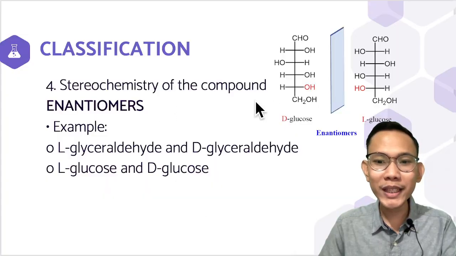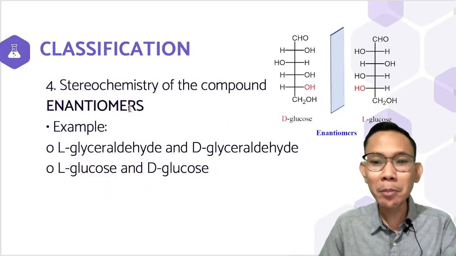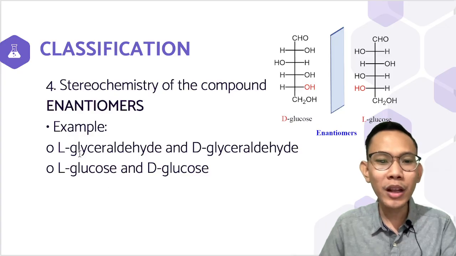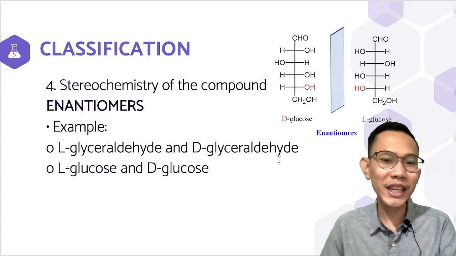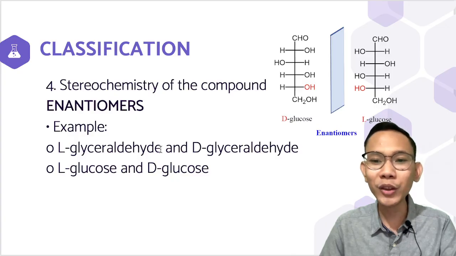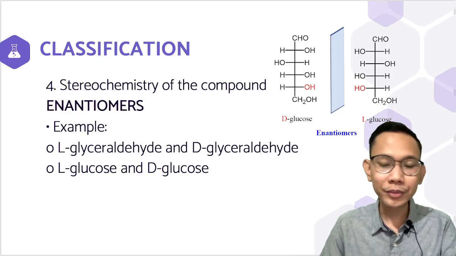So ito yung sinasabi natin, yung enantiomer, mirror image. What you can see, your D-glucose and L-glucose, they are just mirror images. For example, your L-glyceraldehyde and your D-glyceraldehyde, your L-glucose and your D-glucose. These are just mirror images.